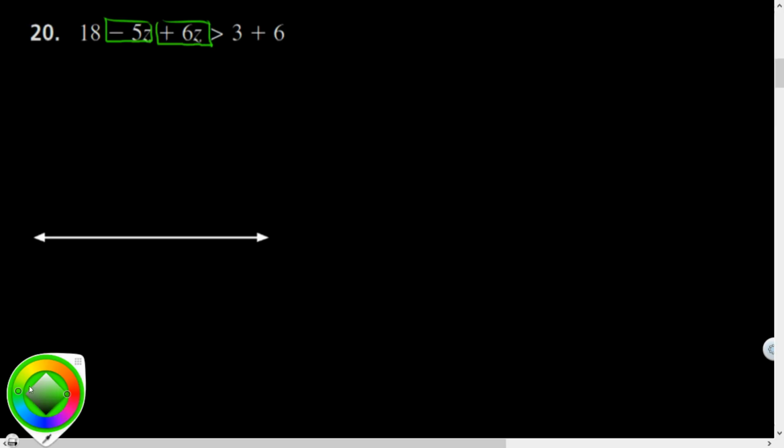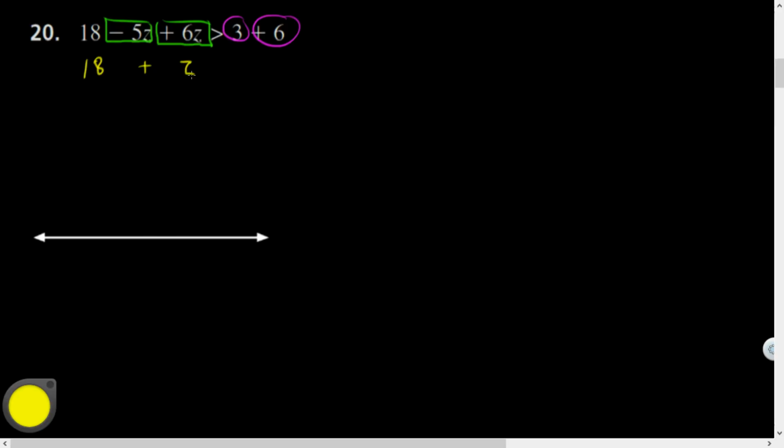Bring them together. And it looks like we've got multiple sets of friends here. Over here on this side, I could combine those constants as well. So 18, negative 5z plus 6z. How many z's are there? It's just a 1z. Oh, 1z.